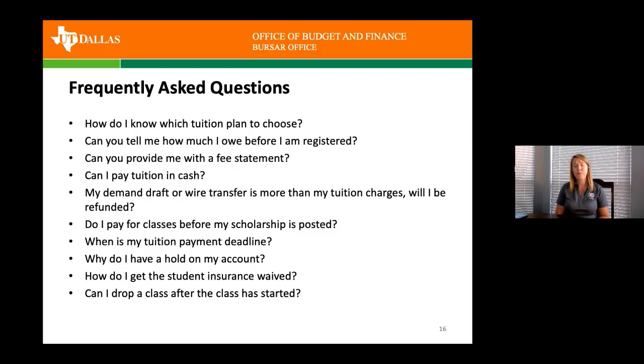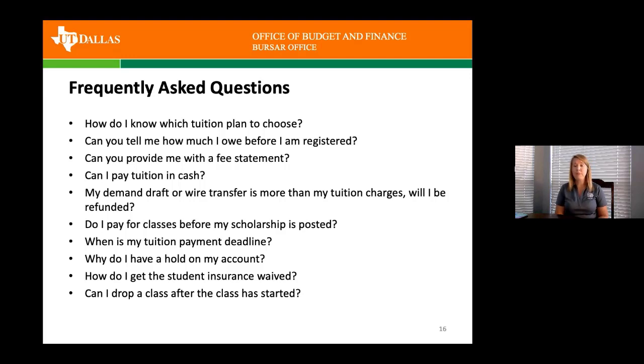Do I pay for my classes before my scholarship is posted? Only if your scholarship is not posted by the payment deadline. We would prefer that you wait to have your scholarship posted and then pay your tuition. But if you're seeing that it's not going to be posted by the deadline, then yes, you may have to pay before the scholarship is posted, but we prefer you don't. Same with the waiver. If you get a waiver, we don't want you to pay the full non-resident tuition rate and then have to refund you because you got the resident rate.